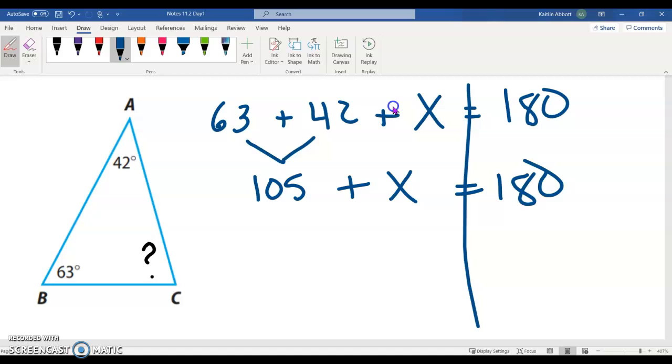Lastly, we need to do the opposite of 105. That's a positive 105, so I need to do a negative 105 to get rid of it. And that makes my x all by itself, so I'm going to minus 105. And we get x equals 75.